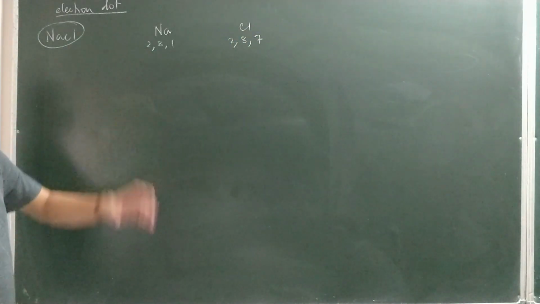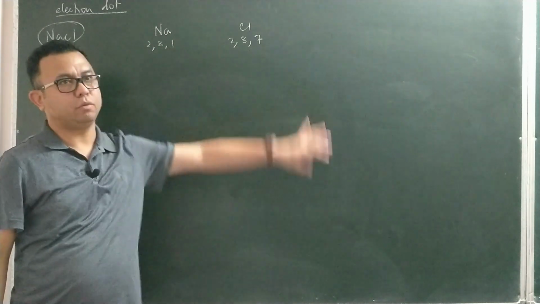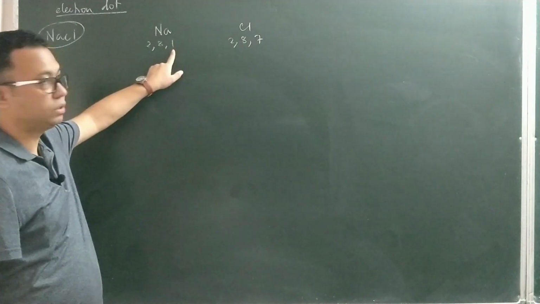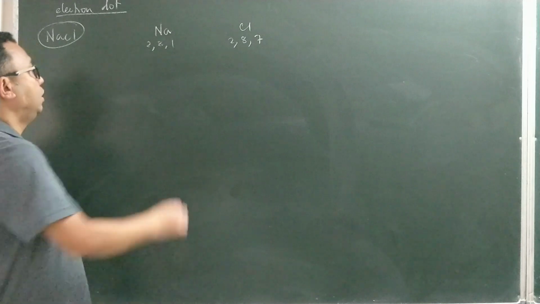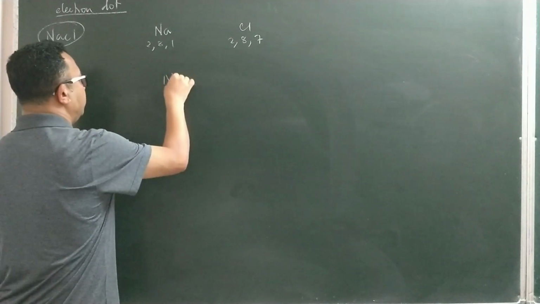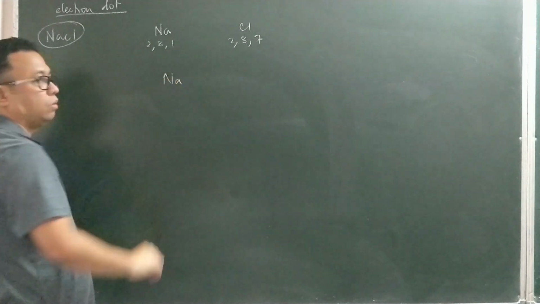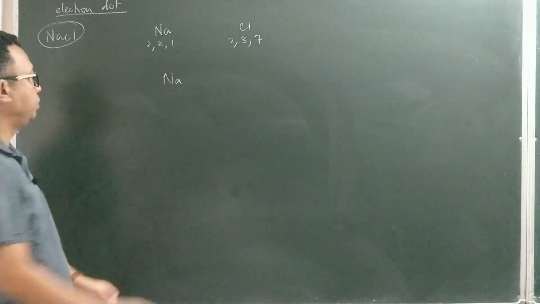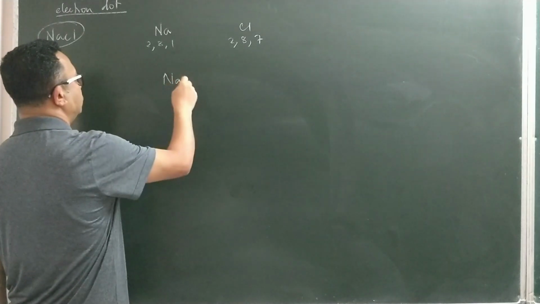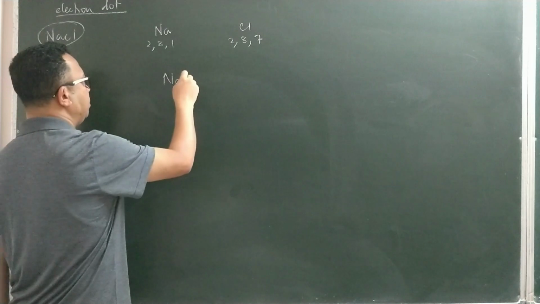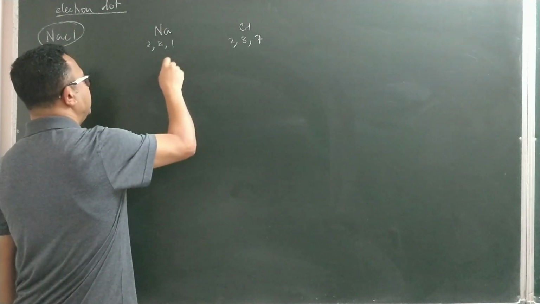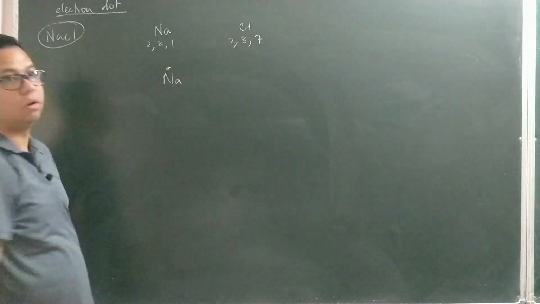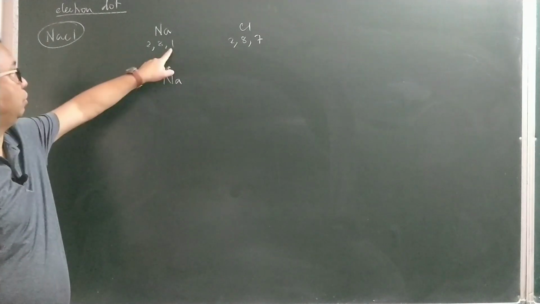Now I wrote the configuration, but in electron dot we don't require the configuration, we require only the electrons in the outermost shell. Sodium has 1, so I have to represent the electron of sodium in the form of a dot. I can write it anywhere around the symbol, so let me put it here. This is the outermost electron of sodium, the valence electron, only 1 electron.